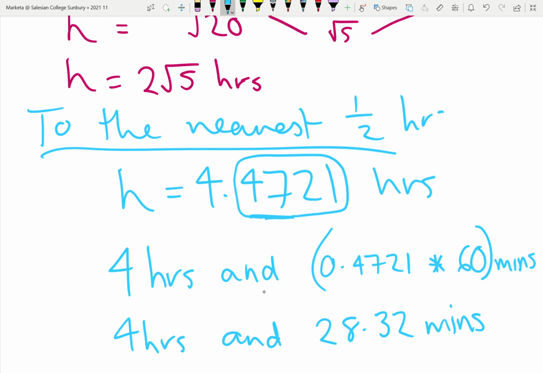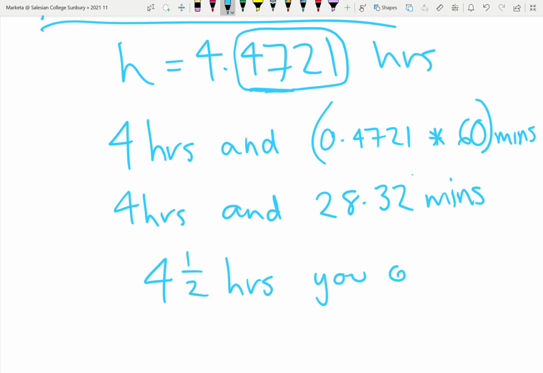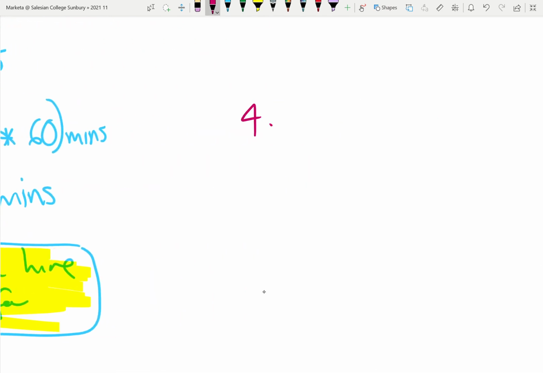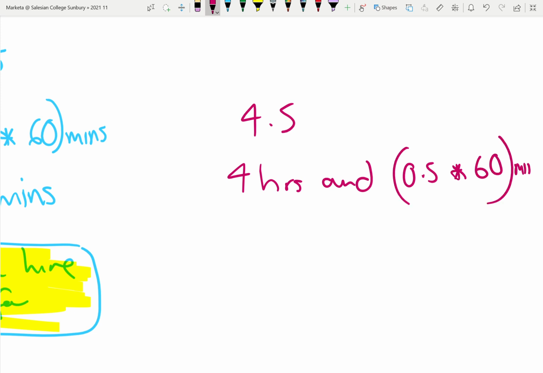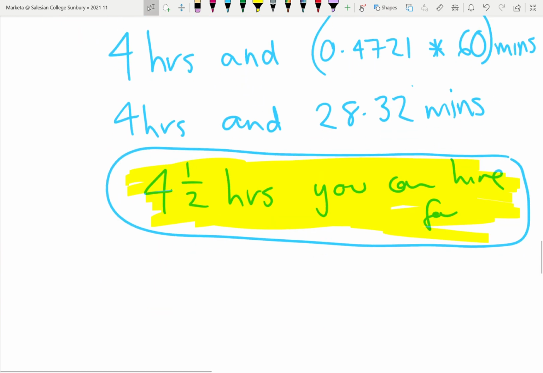So this is very different to if you had thought it was 47 minutes. It's approximately 28.5 minutes. So our final answer there would be 4.5 hours because it's to the nearest half hour. So 4.5 hours you can hire for. So if you're unsure of that, think about the example I gave if it was 4.5. You know that it is 4 hours and 30 minutes. So how you can think of that, 4.5, is 4 hours and 0.5 times 60 minutes. And you can see 0.5 times 60 is 30, so that would be 30 minutes. So the point is this one wasn't 0.5, but the 4.5 really can help you to see how others work. I think that's probably the hardest part of this question. Let's move forward.